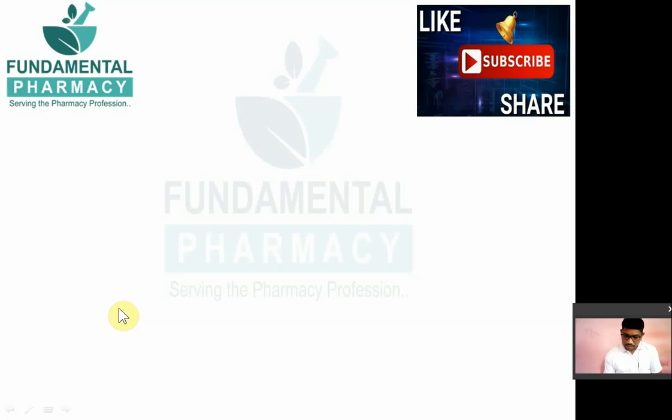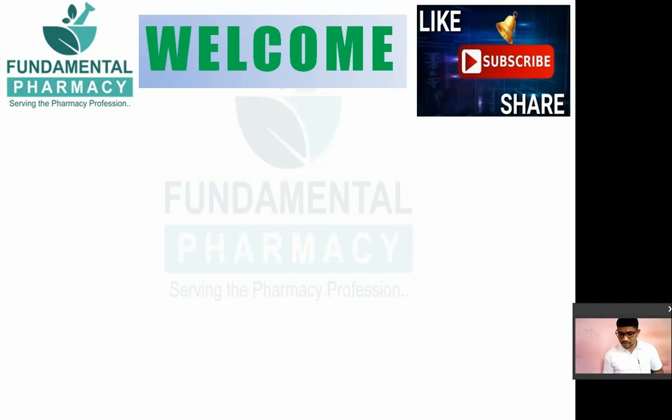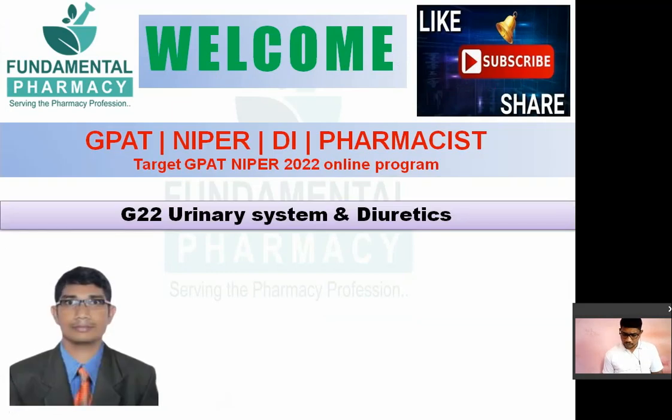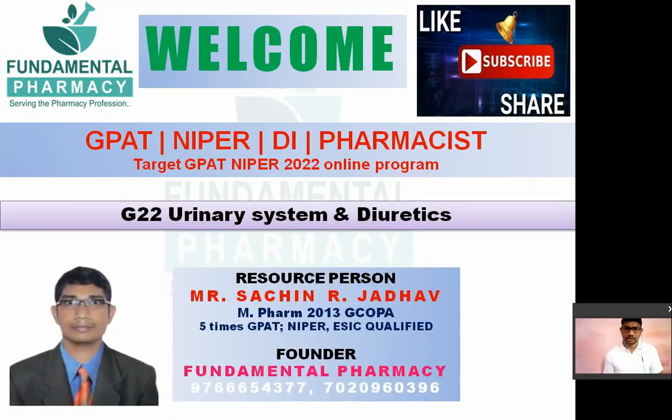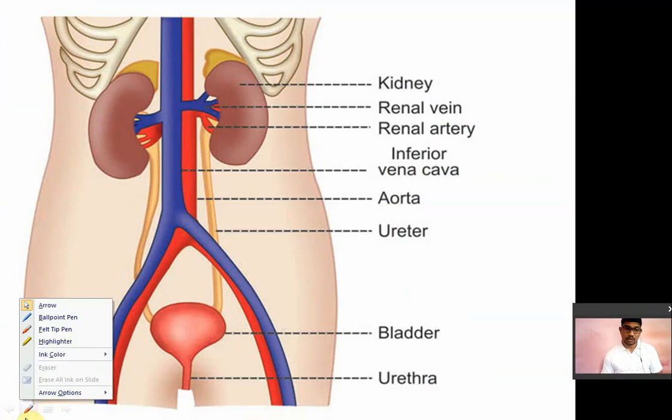Okay, so we are going to see here the urinary system from anatomy and physiology, and after that we will see diuretics from pharmacology. We have already seen a few chapters from anatomy and physiology. After that, the next one is the urinary system. I have told you about different routes for elimination, different routes for excretion.